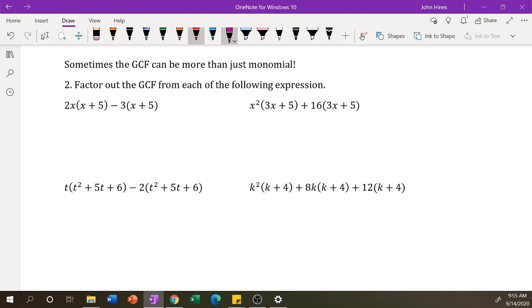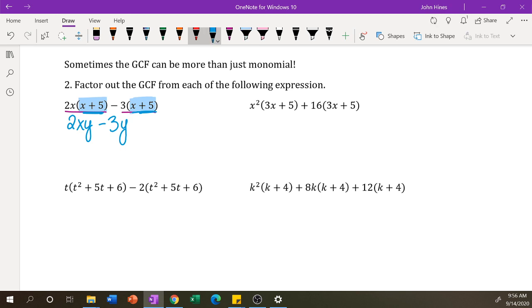So let's look at this first one. I've got 2x times x plus 5, that's one term, minus 3 times x plus 5, which is another term. We have to think of them as a chunk. You can't view it as two separate things. That x plus 5 is one chunk here. So this kind of has the form of 2x times y minus 3y. That x plus 5 I need to think of as one item, as one chunk that I'm going to end up undistributing.